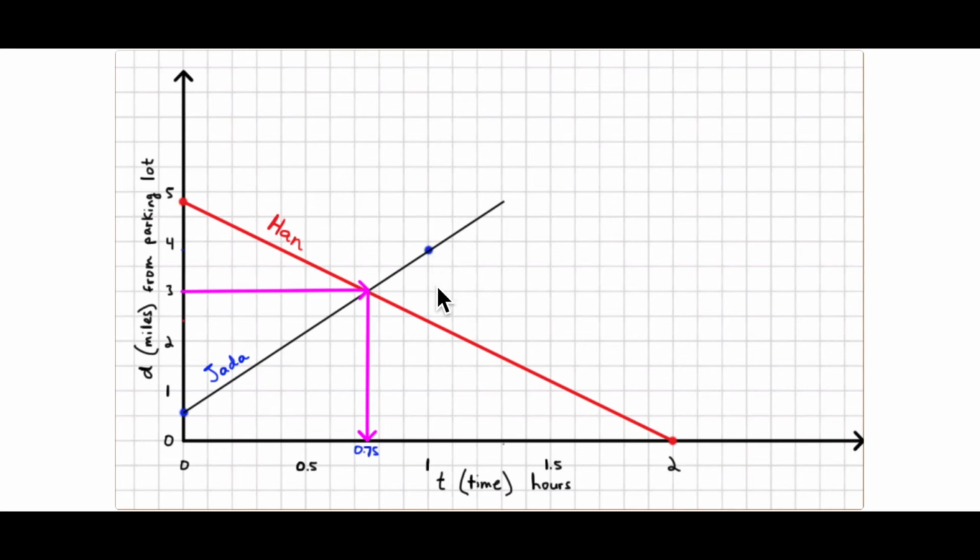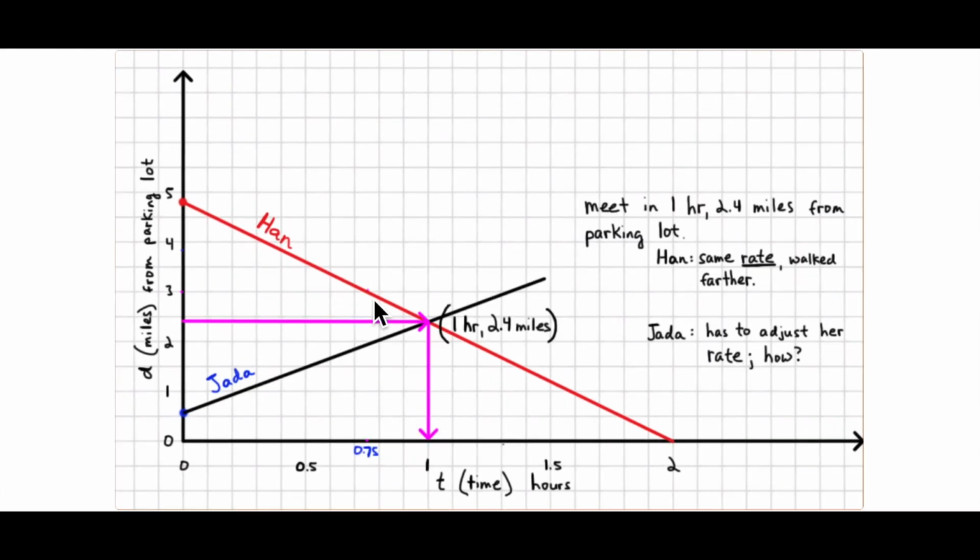Now, what if we went through the same exercise but kept Han at the same rate? So Han is going to stay at his same rate, but they're still going to meet after 1 hour. So where are they after 1 hour? So right here. Han is walking at the same rate of 2 4/10 miles per hour. So he's going to be 2 4/10 miles closer to the parking lot. So he was at 4 8/10 miles, so you subtract the 2 4/10 miles. So this is 2 4/10 miles in 1 hour.